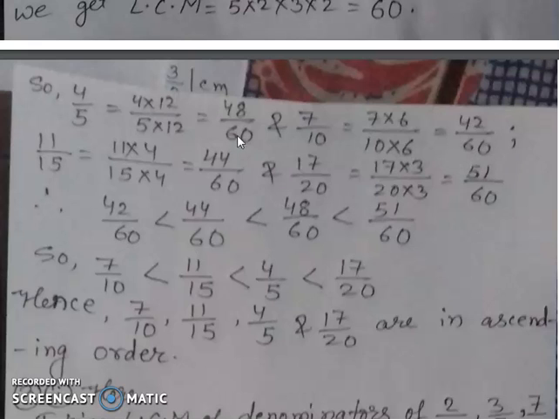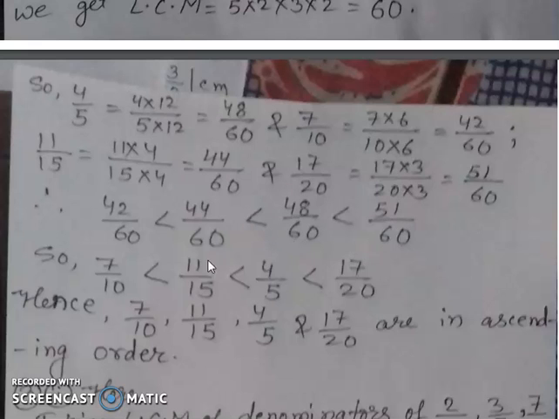Then after this 44 by 60, and then after this 48 by 60, and then after this 51 by 60. So 42 by 60 is what? 7 by 10. So 7 by 10 is smaller than 44 by 60, that is 11 by 15. So I have written 7 by 10 is smaller than 11 by 15. In the same way, 48 by 60 is 4 by 5.